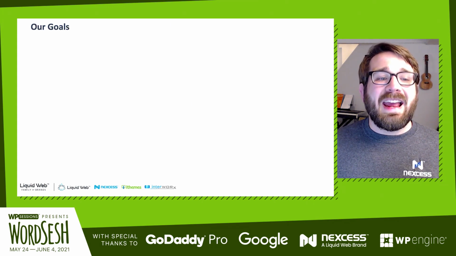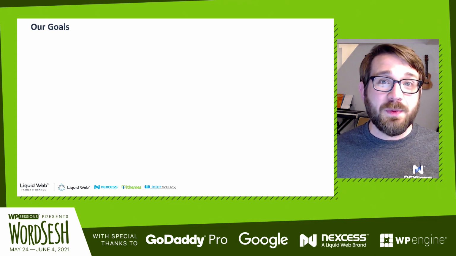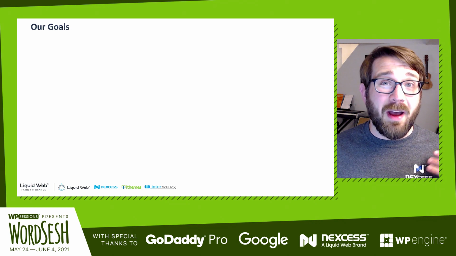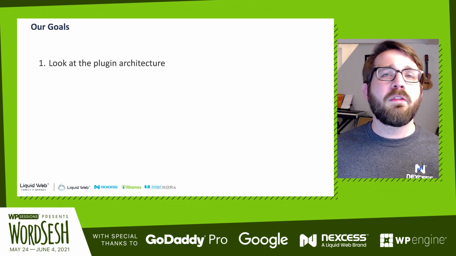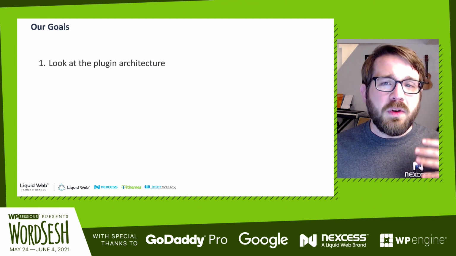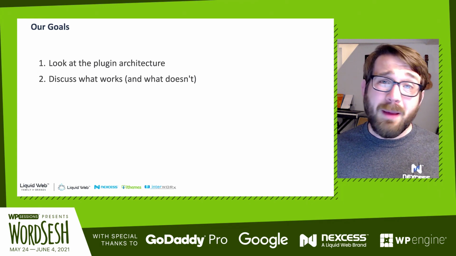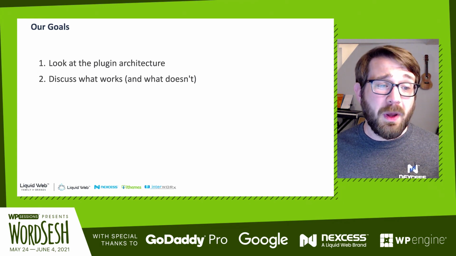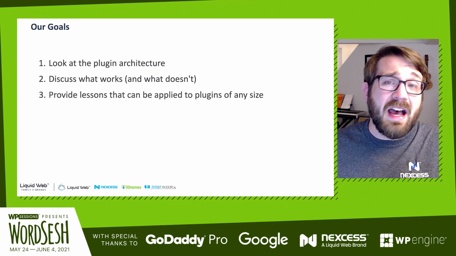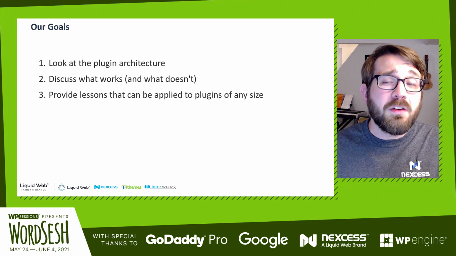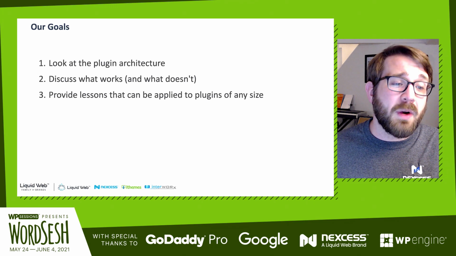So the goal for today is not to have a half hour of me going, hey, look at this thing we built, isn't it sweet? It is, in my opinion, but I'm clearly biased. No, instead, I want to show you how we've arrived where we have. So look at the plugin architecture, talk about some of the things that have worked really well, and maybe some of the things that haven't gone as well as we had hoped, and then extract some lessons that you can take to your plugin of any size, whether you're working for a competitor of ours, working for a larger company, or building your very first WordPress plugin.